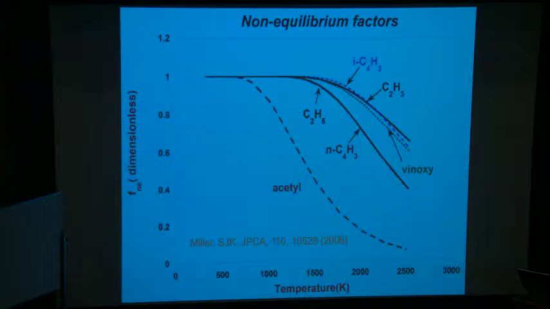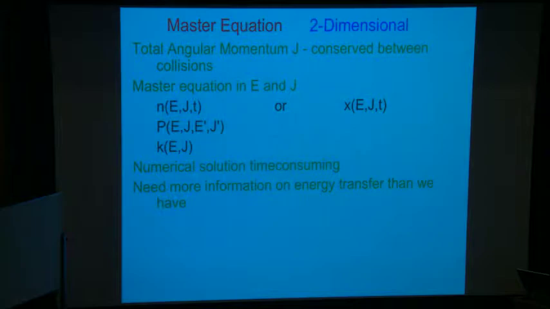Here is an actual calculation of the non-equilibrium factors for some different things. For acetyl, we're seeing, as I said, about 1,000 Kelvin. Maybe a better statement is that 1,500 Kelvin is mostly where the problem starts to rise for other radicals. Any deviation from unity implies that you're going to have some dissociation during the relaxation process. Okay, let's think quickly about the two-dimensional master equation.